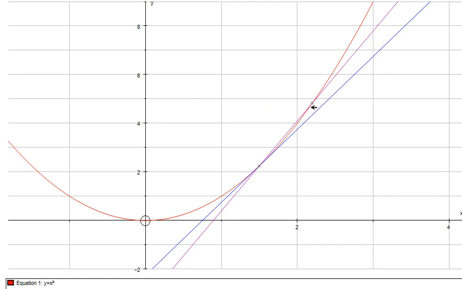So what I'd like to do is take this point and then I'm going to move it closer to the point of tangency and watch what happens. A little bit better, a little bit better. This secant line is getting closer to the tangent line. A little bit better, a little bit better.